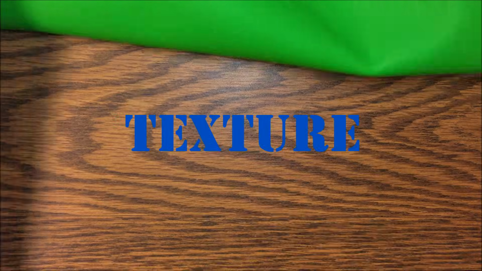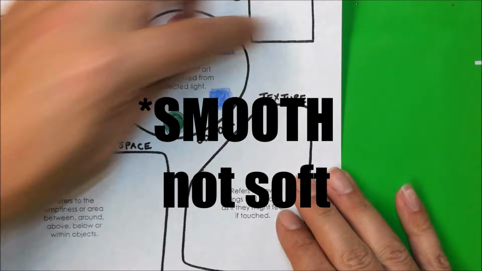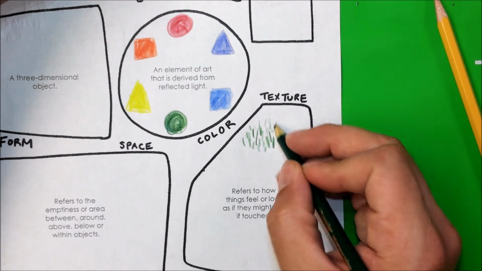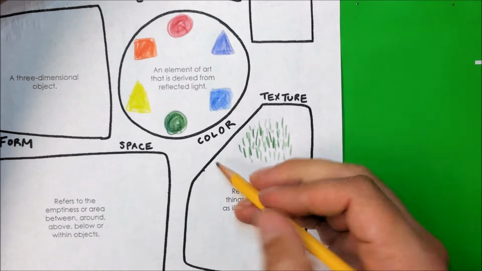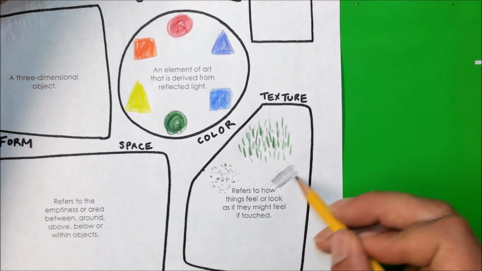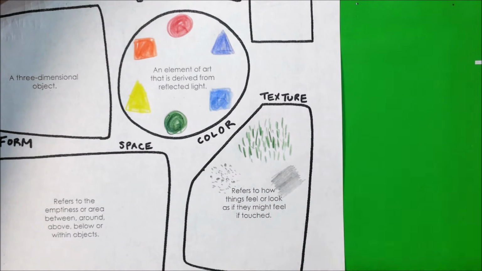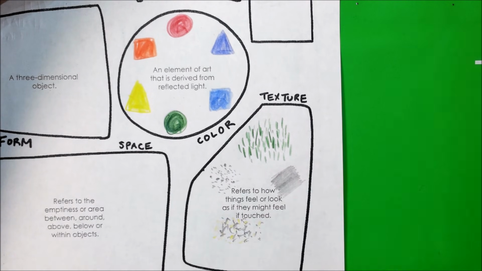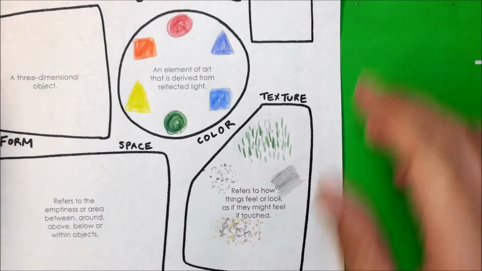Texture. Let's look at this table. It looks like wood, rough wood, but it's soft. Texture can be real or implied, and we use the elements of art to create that texture. So here we can create a grassy texture using different pressures. Here we can create a concrete, jagged look using different dots. We can create a smoother look using value. Whatever kind of texture you want to create, you can create it, or you can create real texture.